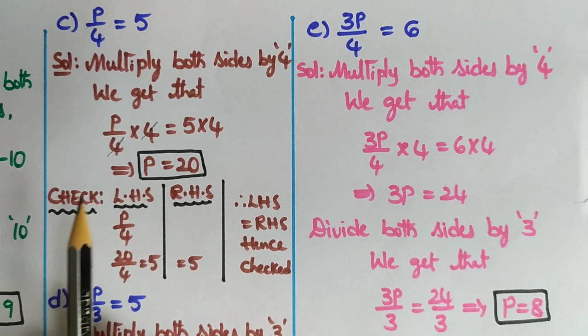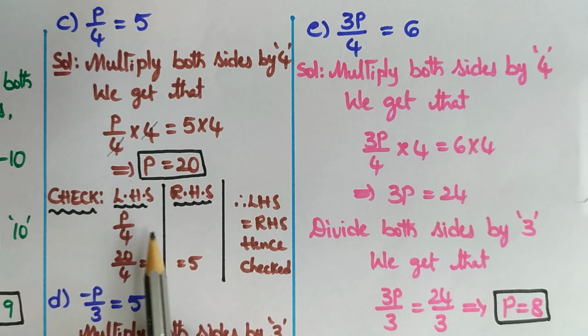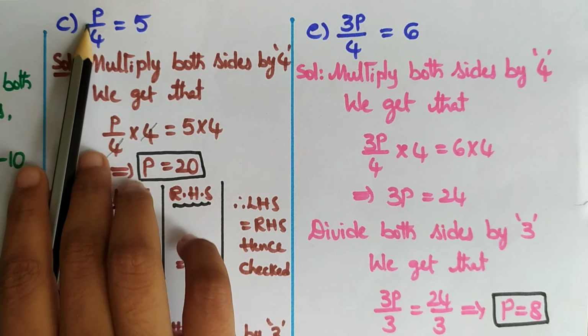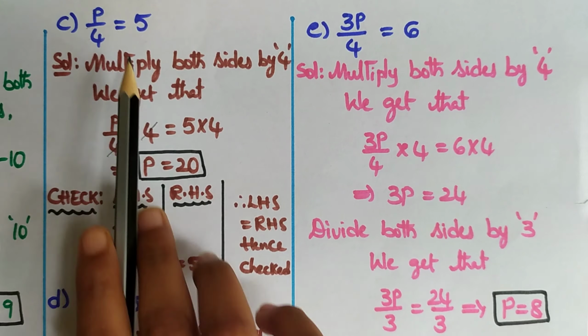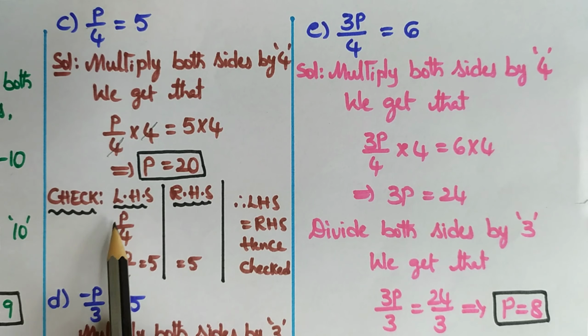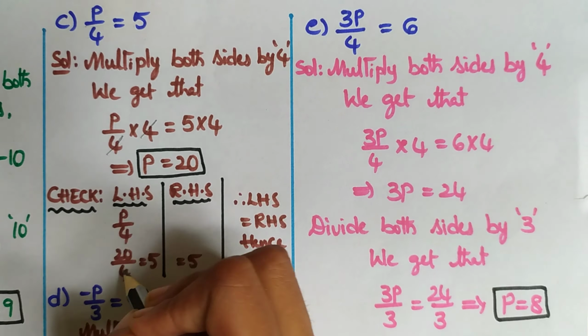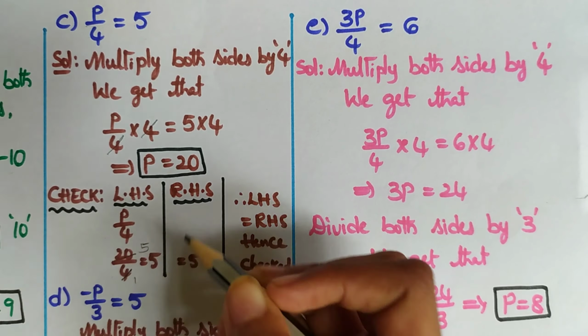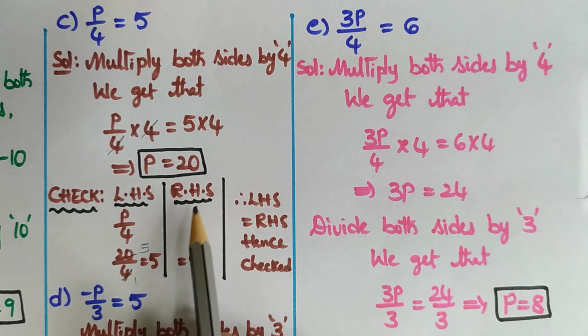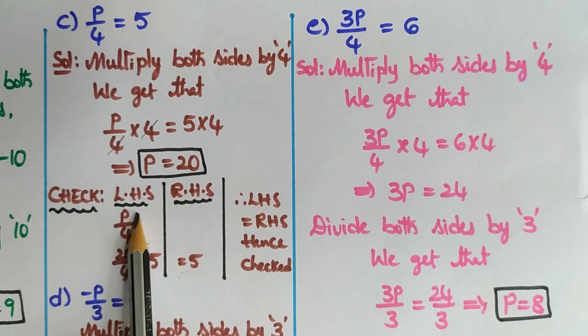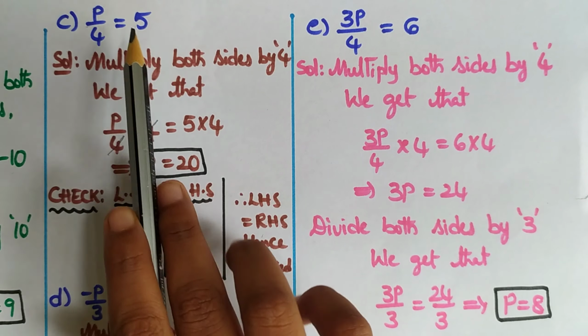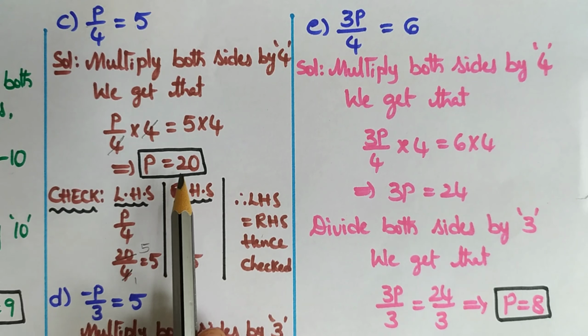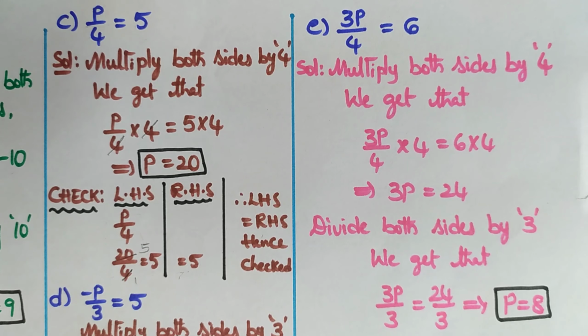Now let us check whether p equal to 20 or not. LHS is p by 4, left hand side, and RHS, right hand side, is 5. Now LHS is p by 4 where p equal to 20, so it is 20 by 4. 20 by 4, 4 fives are 20, so it is 5 by 1, nothing but 5. LHS is 5, RHS is 5, therefore 5 is equal to 5 where LHS is equal to RHS, hence checked. Now p by 4 is equal to 5 where p is equal to 20 is the right answer for this C bit.